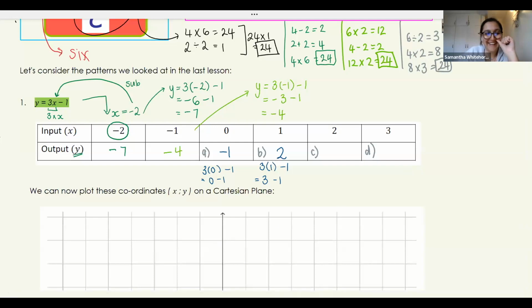Ma'am, I said 3 times 2, which gives me 6, and then I said 6 minus 1 is equal to 5. Excellent. Well done. I'm so happy. Our newbie. Amazing. Well done. All right.